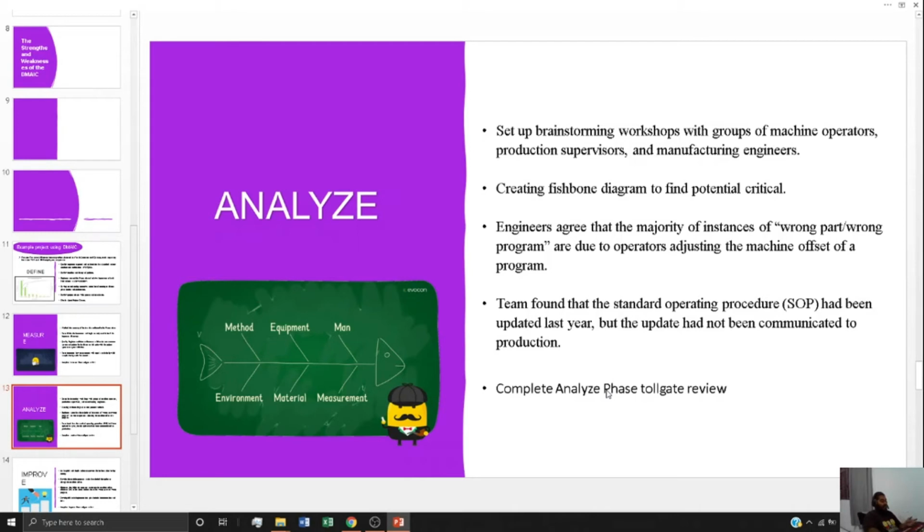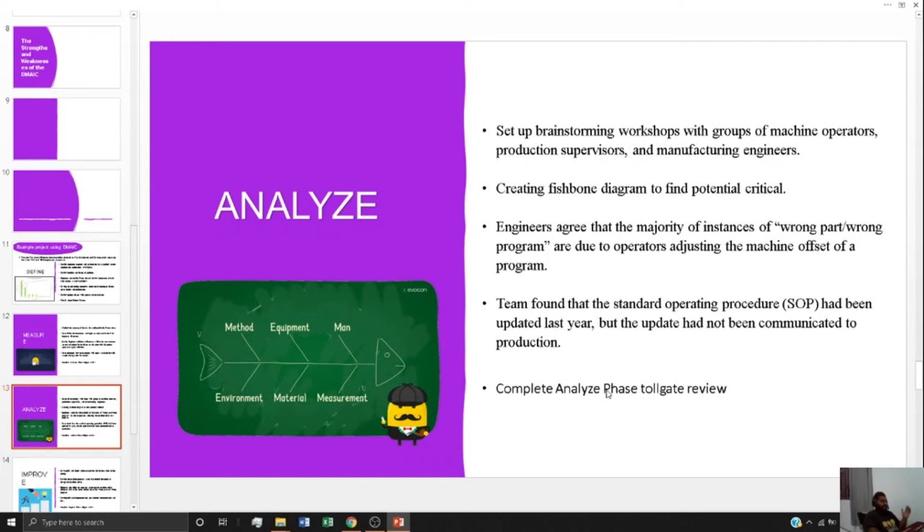lower quality output, which is defects, by setting up a brainstorming workshop with groups of machine operators, production supervisors, and manufacturing engineers. These engineers agree that the majority of instances of wrong part and or wrong program are due to the operator adjusting the machine offset of a program. Then the team found that the standard operating procedure, which is SOP, had been updated last year, but the update had not been communicated to production.